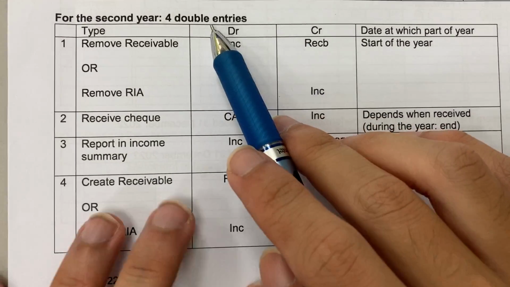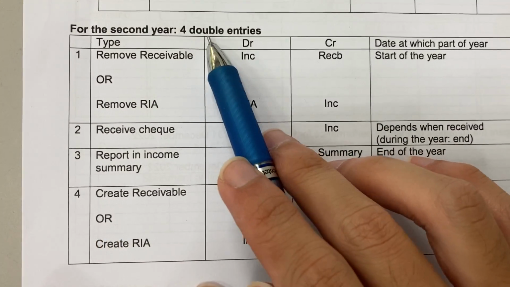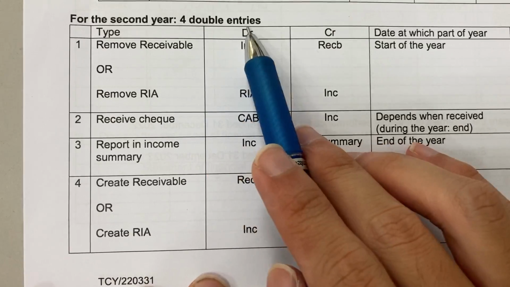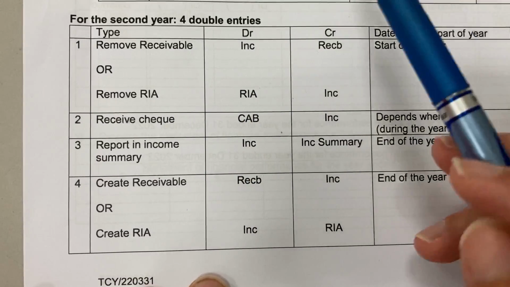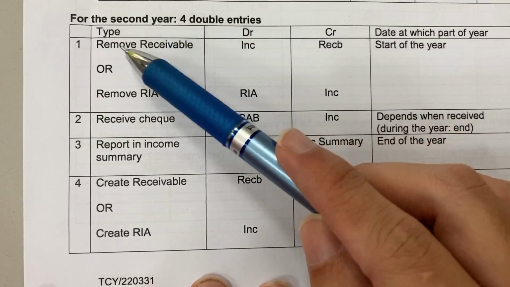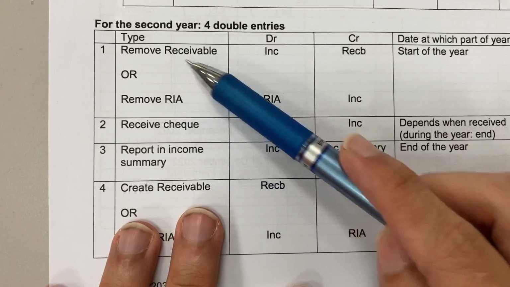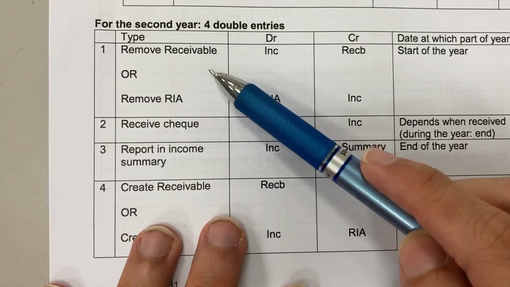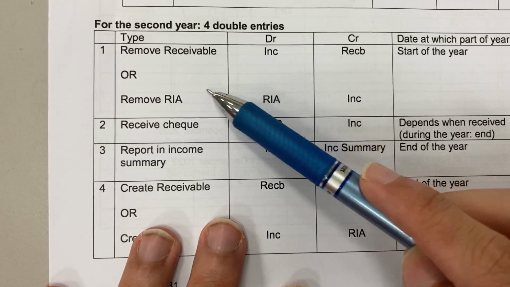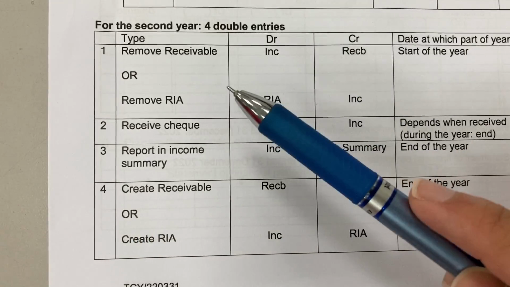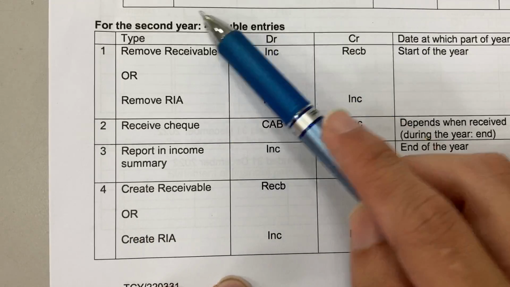Okay, so when we come to the second year, usually you will end up with 4 double entries. What happened is, in the first year, if you remember, when there is extra, all the extra wouldn't continue to be extra. It will be used up in the second year. If it's too little, that means our second year will need to top up the extra.